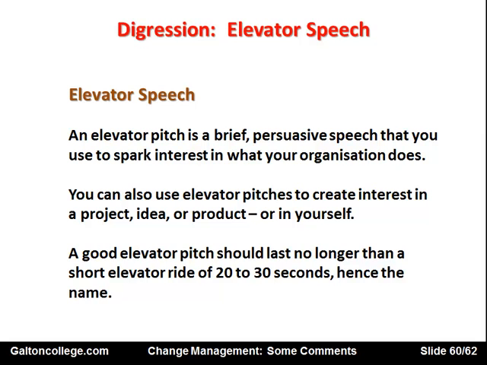So the elevator speech is actually quite important. It's at the very start of the whole process. And if it's successful, it'll lead to change. If it's not successful, it was an idea, but it wasn't an idea worth carrying forward.